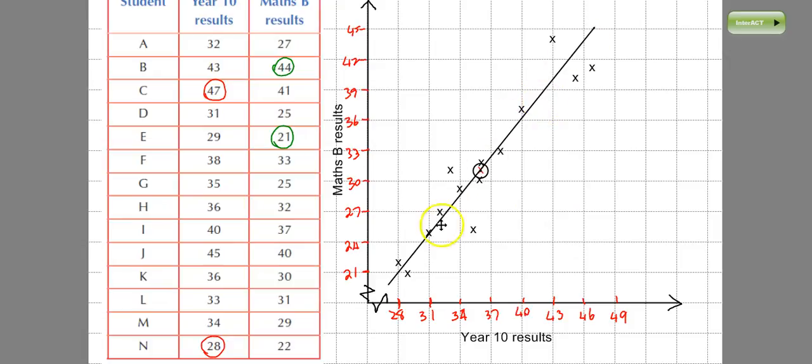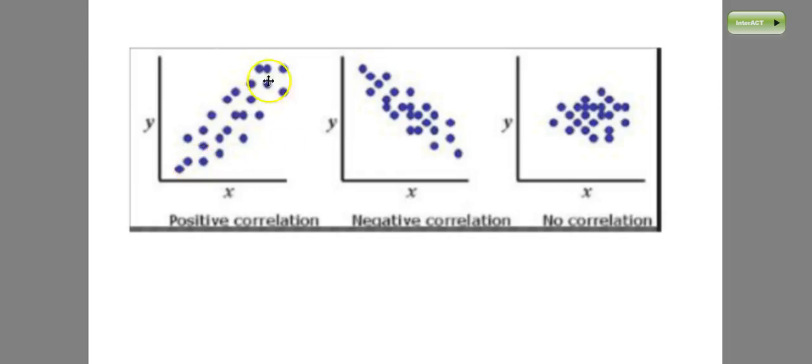Now, our crosses are also really quite close to the line of best fit. They're not scattered all over the place. So that's called a strong correlation, strong positive correlation. So this example here just shows you positive correlation going upwards from left to right, and even that is not as good as our example, but it's certainly a strong positive correlation.